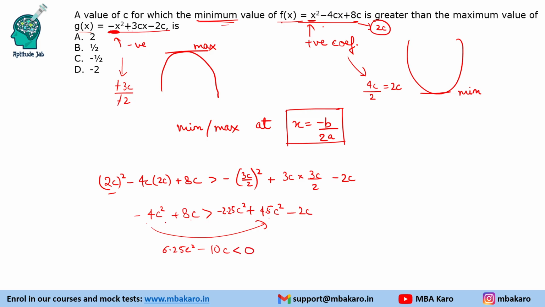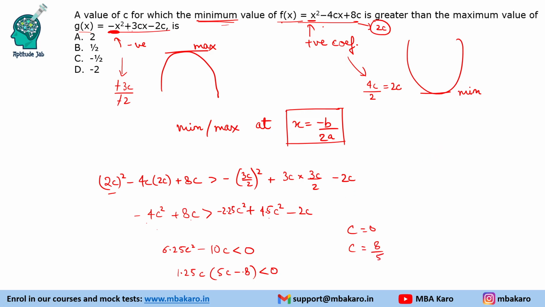So we took all the terms this side and put 0 this side. Taking all these terms on the left hand side, we get this relation. Now what we can do is simplify. We can take out the common factor. We have 1.25c common, and it becomes 5c minus 8 is less than 0. So we get the critical values as c equal to 0 and c equal to 8 by 5.